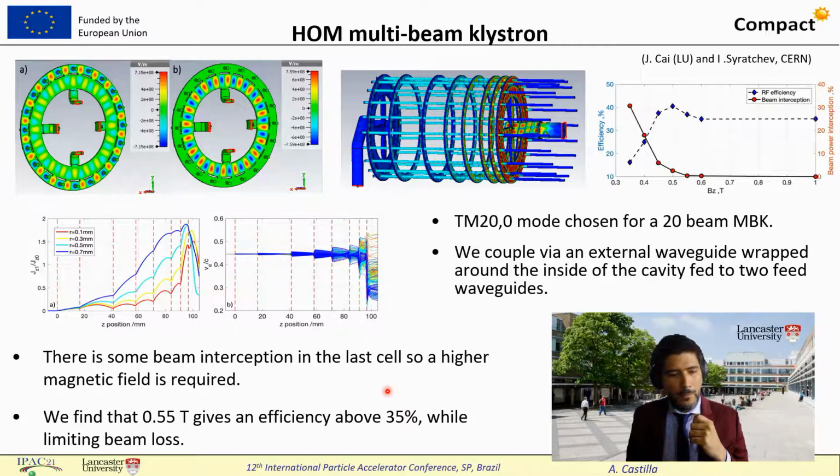However, this can be fixed just by increasing the magnetic field, and a magnet of about half a Tesla gives 35% efficiency for this tube. So that means this tube does not need a very strong field, so there is no need for a superconducting magnet. That's one of the advantages perhaps of this particular type of thing.